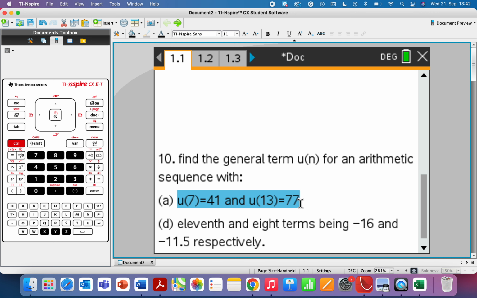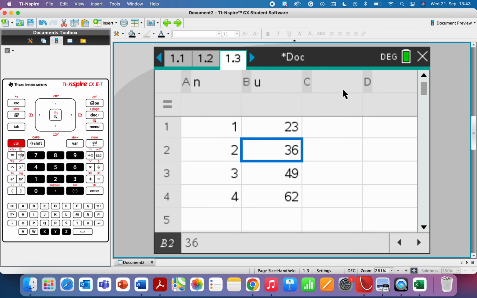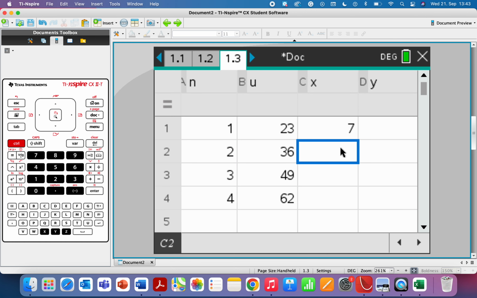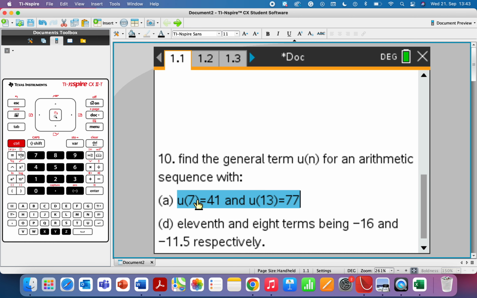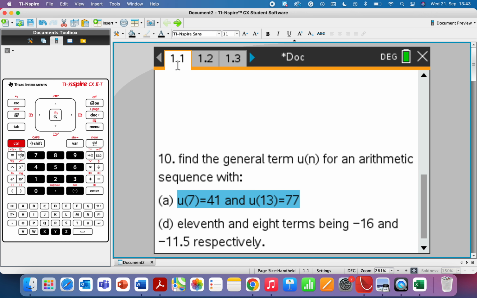to find the general term U of n for this sequence. And again, we're going to do exactly the same thing. The 7th term is 41 and the 13th is 77. So I'm going to go back to my spreadsheet here. I'm actually going to call this now maybe X and Y. And my 7th term and my 13th term. So 7th and the 13th term. And we put our other numbers in here: 41 and 77.